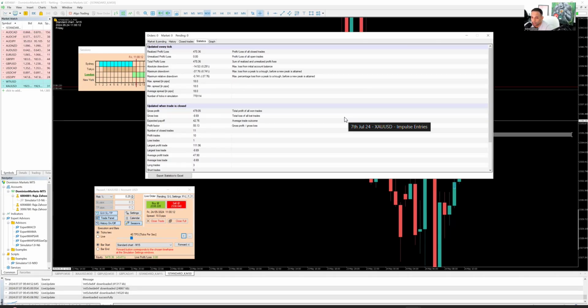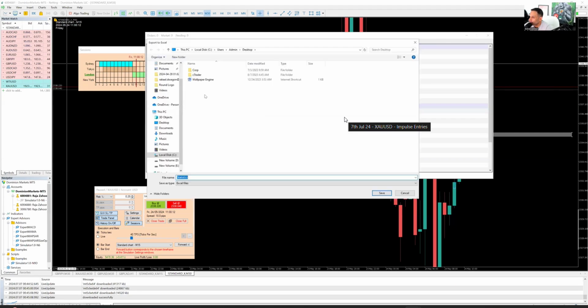When there's a clean range on the left-hand side, will the price respect the clean range resistance or support? Yes, that's correct. Export statistics to Excel. Statistics. 7 July.